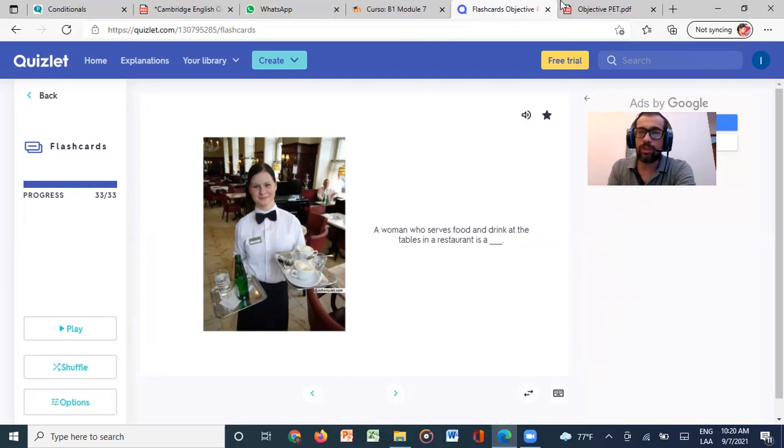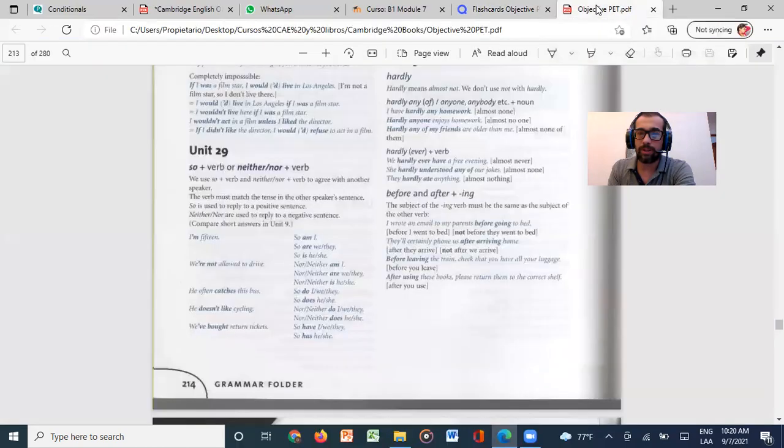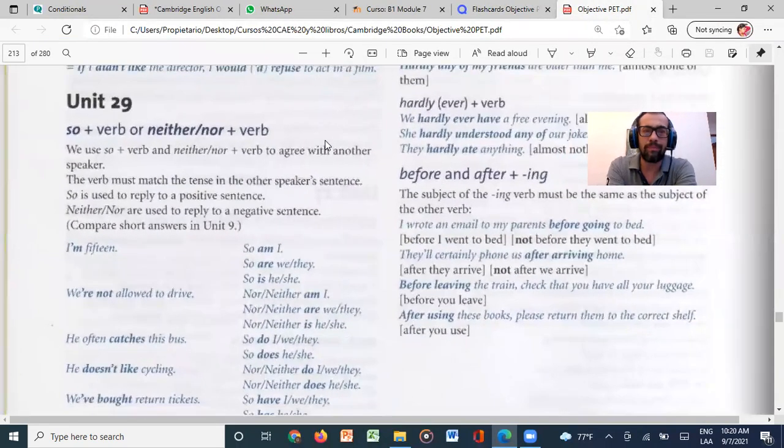Okay, so today in our grammar part, we're going to see this grammar formula: so plus verb, or neither or nor plus verb, right? So it says here, we use so plus verb and neither or nor plus verb to agree with another speaker. The verb must match the tense in the other speaker's sentence.